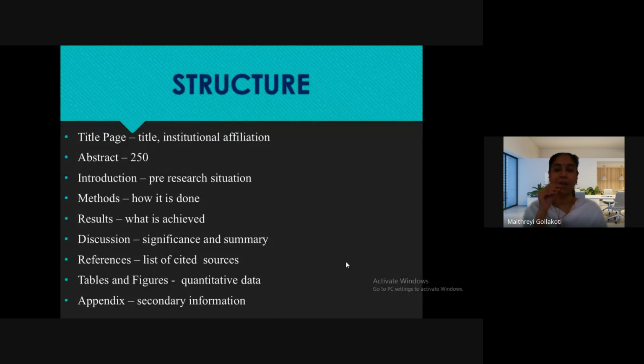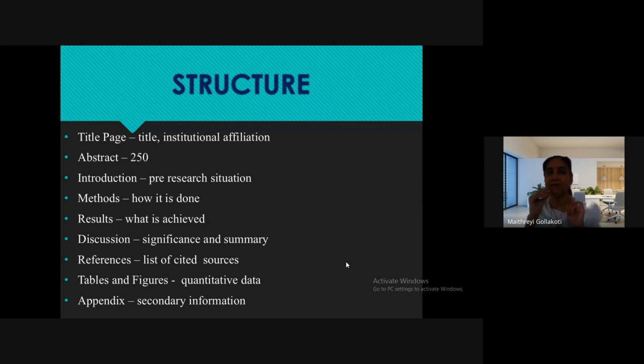Structure. Now, what is the structure of the research? The structure of the research starts with the title page. The title page will consist of the title of your topic and the institutional affiliation: which institution you are working in, who your supervisor is, what your institution is. Those things come under the title page.